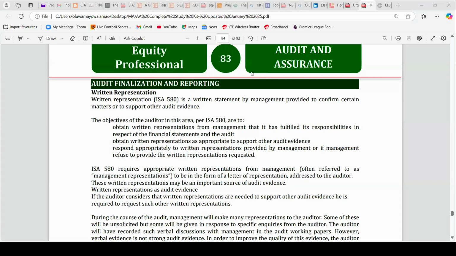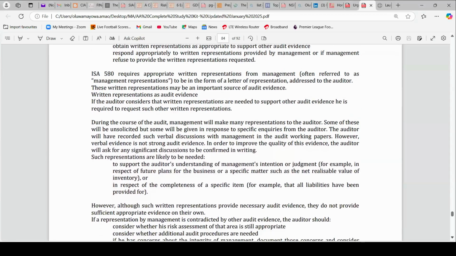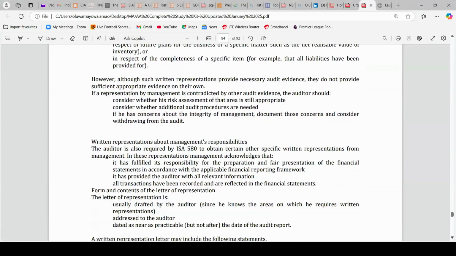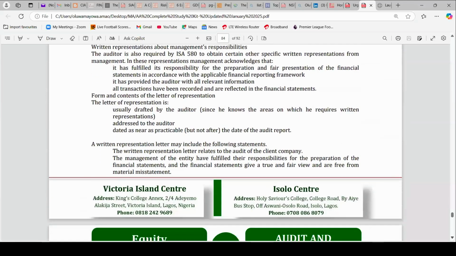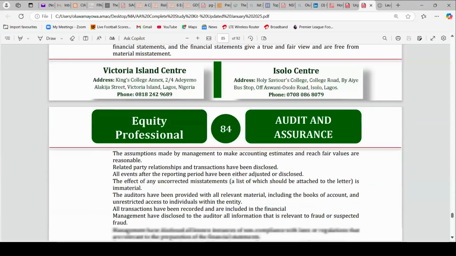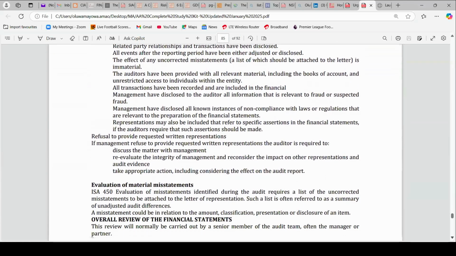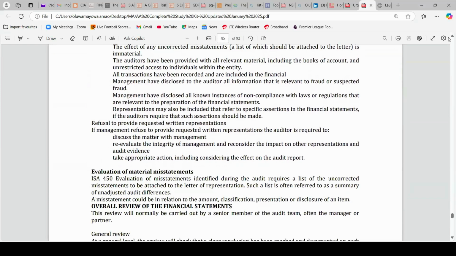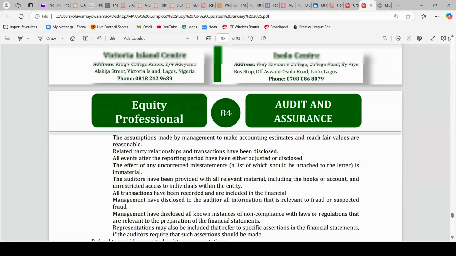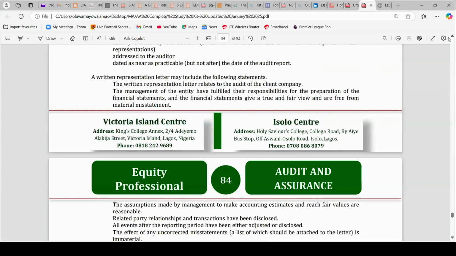If you have your data, you can take note, although it's in the text. I believe all of us have the text. The text is on the WhatsApp group in case you don't have it. But let me see if I can scroll down and see where some of the content of the written representation is stated. Okay. If we have the text, we can just go through.